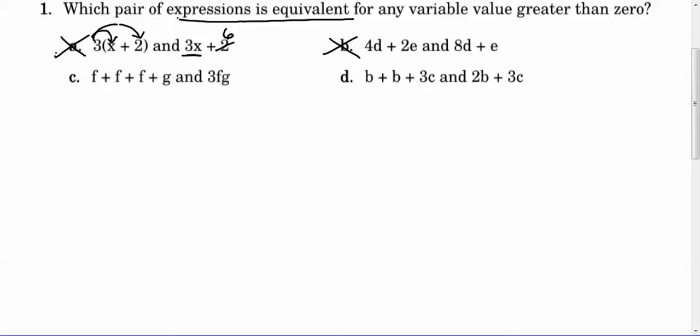Choice C says F plus F plus F plus G and 3FG. So this would be 3F, but we're adding another G. So that is not the right answer. Let's look at choice D, which hopefully is the correct one. So we have B plus B, which means we have 2 copies of B, plus 3C. And again, we can't combine these because they are not like terms. So our correct answer is choice D.